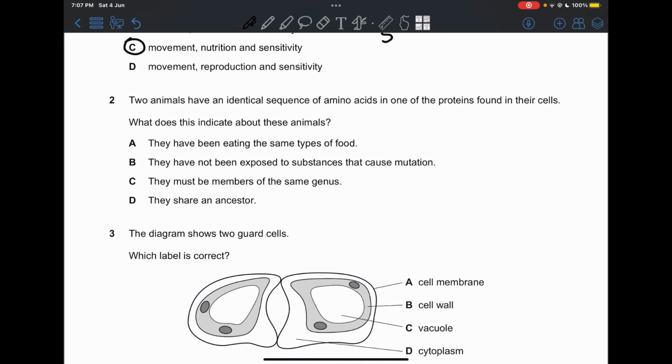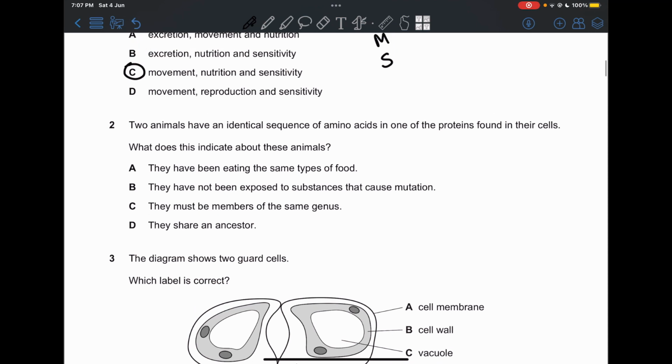Now question number 2. Two animals have an identical sequence of amino acids in one of the proteins found in their cells. What does this indicate about these animals? Now we know that we can't be choosing this option because the food has different types of protein, and each food isn't the same, of course. So we can't be choosing that.